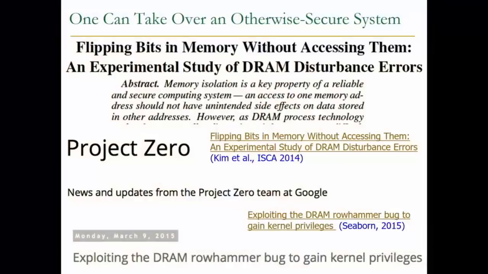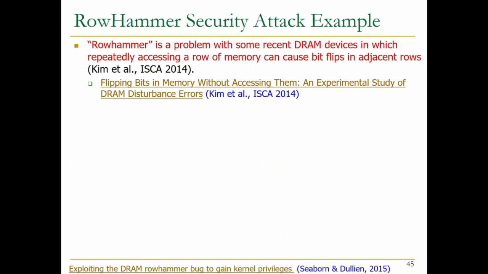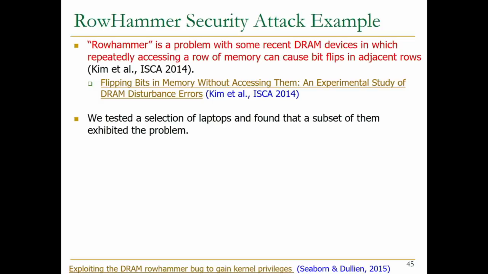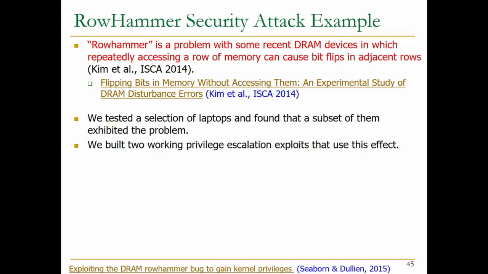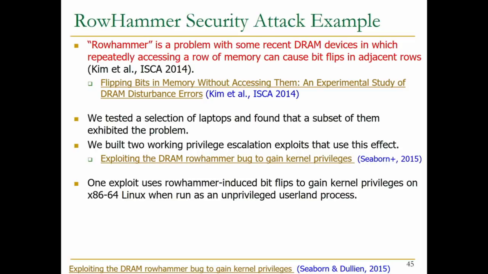They published this beautiful blog post. It's beautiful system security engineering, where they said they exploited the DRAM Rowhammer bug. I don't like the term bug. I think failure mechanism is a nicer one over here, to gain kernel privileges. And this is directly copied and pasted from their blog post from 2015. They basically tested a selection of laptops and found a subset of them exhibited the problem. And they built two working privilege escalation exploits. One of them is less interesting to me. It attacks the Google Native Client.